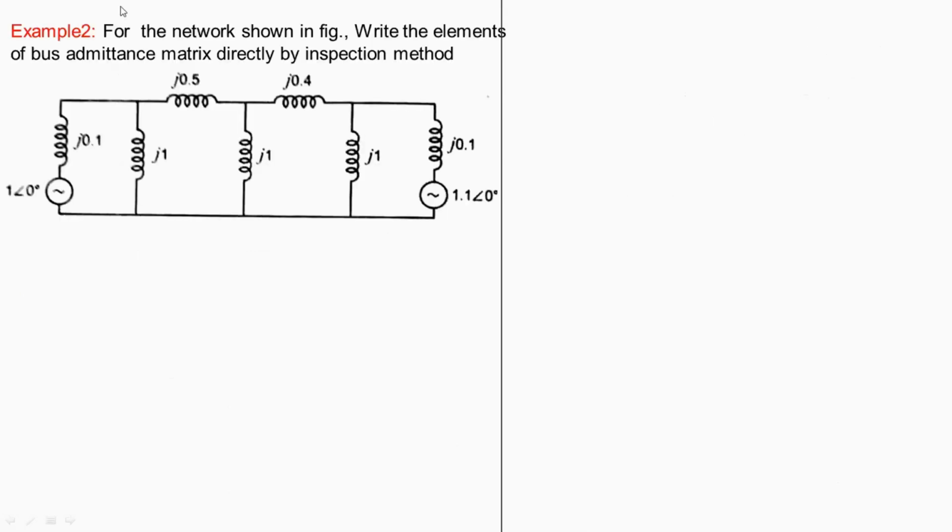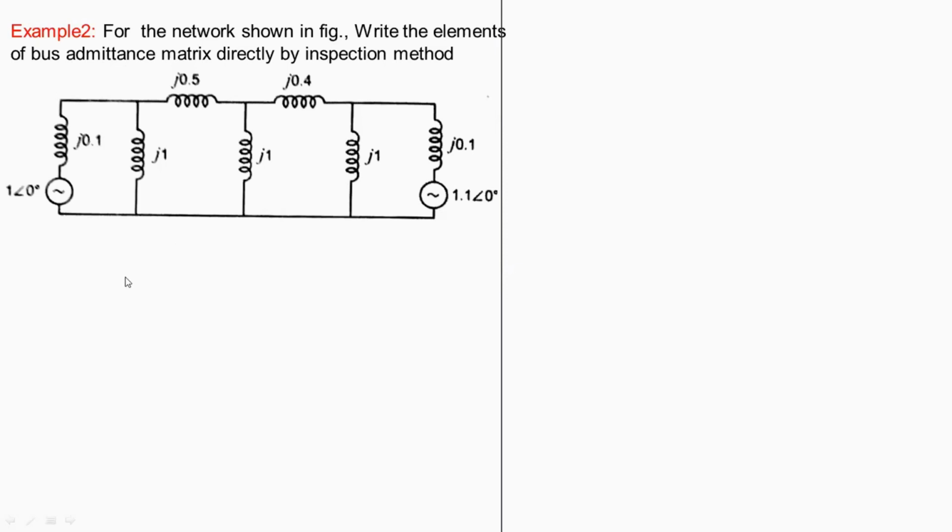Then let's see the second example problem. For the network shown in the figure, write the elements of the bus admittance matrix directly by the inspection method. Here also a network is given. In this network, all the reactance values are positive. The positive sign means the given value is an impedance. You want to calculate the admittances. We take the reciprocal or inverse of these terms. Then only our calculation is correct.